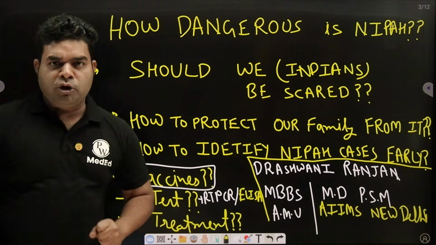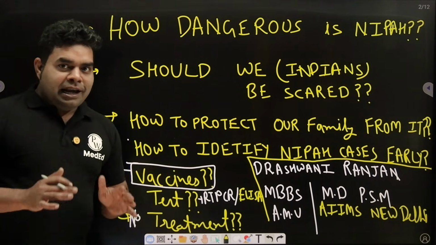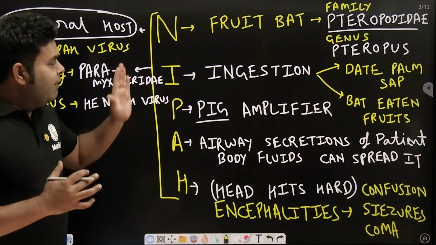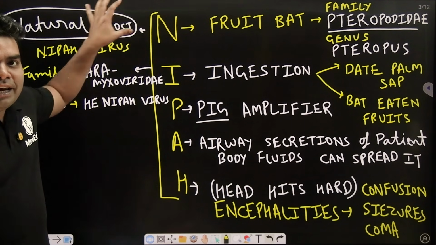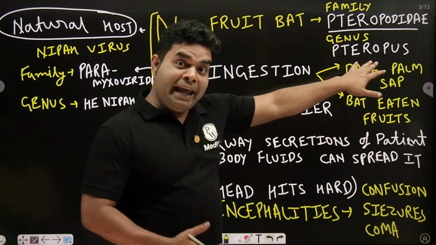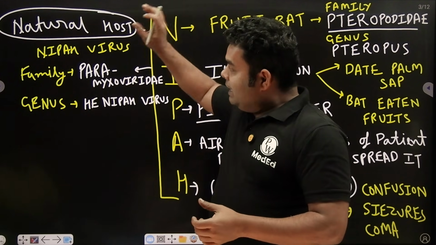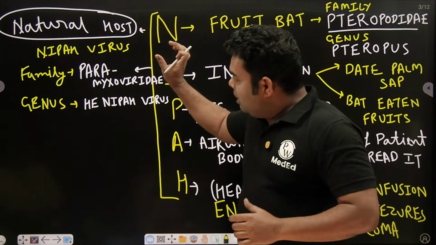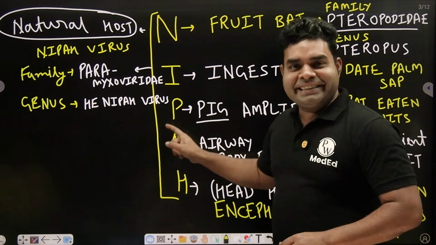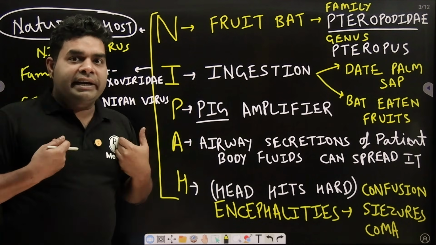Because I think you all must know there is no proven vaccine for Nipah yet, and there is no treatment for Nipah yet. So let's answer the first question first. What is Nipah? We can learn everything about it from the mnemonic NIPAH. The natural host of Nipah is a fruit bat of the family Pteropodidae and genus Pteropus. This fruit bat is carrying the Nipah virus, and the Nipah virus is from the Paramyxoviridae family, and the genus is Henipavirus. Okay, so this is the natural host, but the main thing is how we get infected with Nipah.